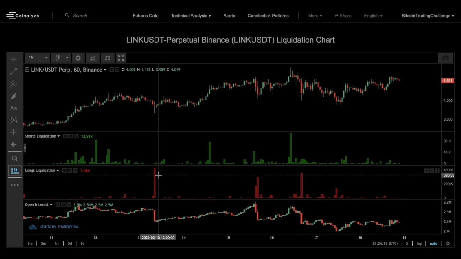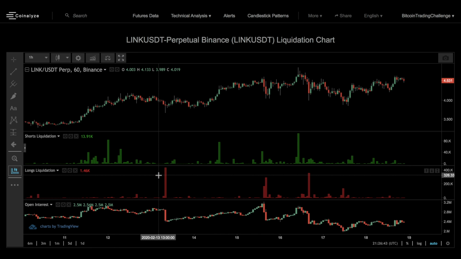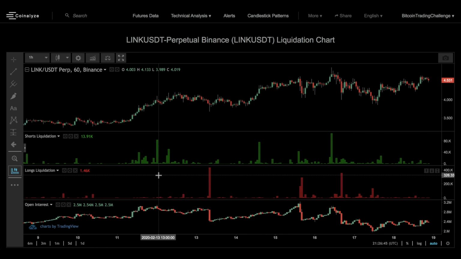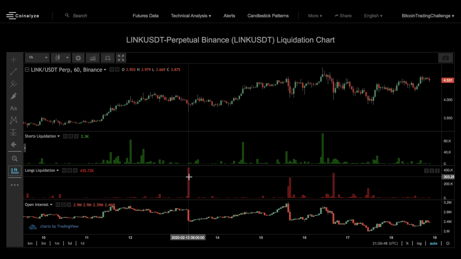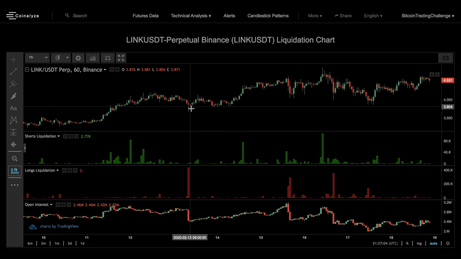Now, to determine what is a lot and what is not a lot, well, let's go find the max. Let's go find the largest amount of liquidations that occurred. Here, this is an absolute beauty, guys. 1 hour, 435K LINK liquidated. That is just a ton at a price of around 4. So 4 times 435 is in the millions. I think that's $1.6, $1.7 million liquidated here.